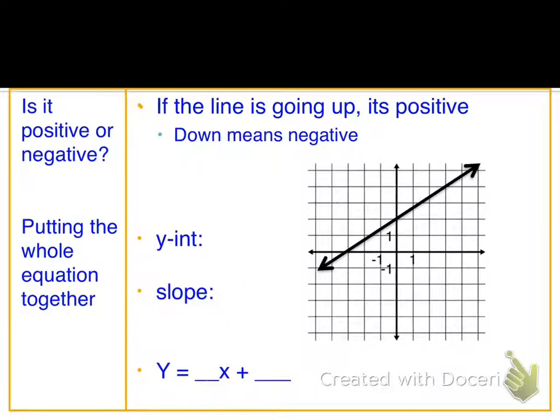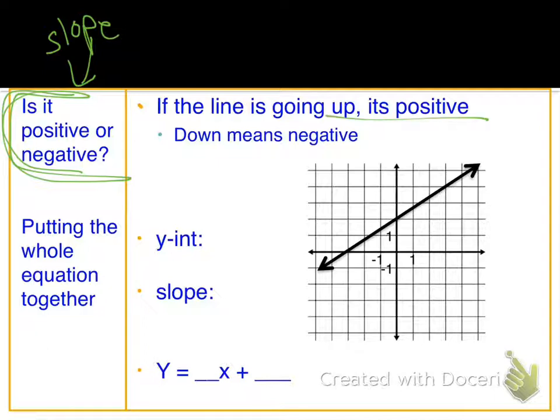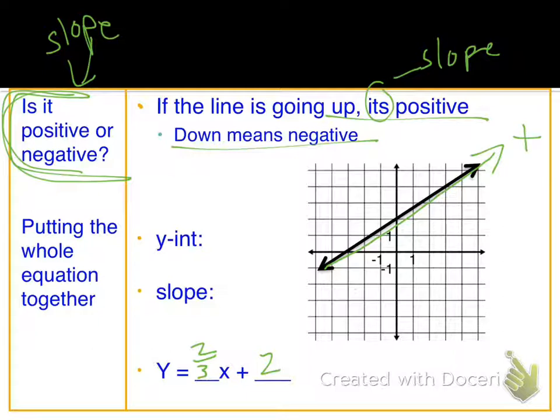Is it positive or negative? And this is for the slope. This right here is talking about the slope. If the line is going up, that means the slope is positive. Down means the slope is negative. Now again, we already found out that we had a positive 2/3. But if we look, this line is going up, which means the slope is positive. So the y-intercept was 2, slope is 2/3, which then gives us that equation again.